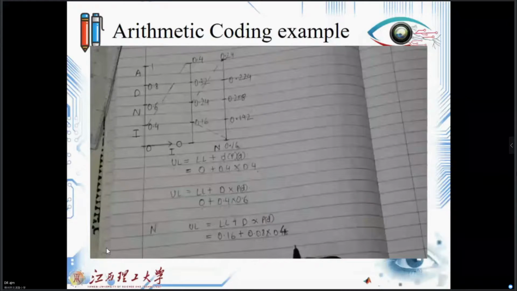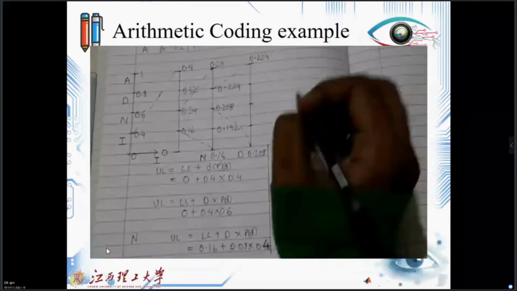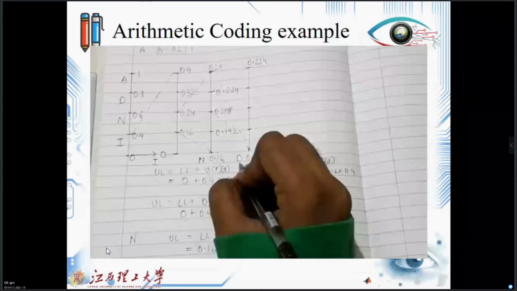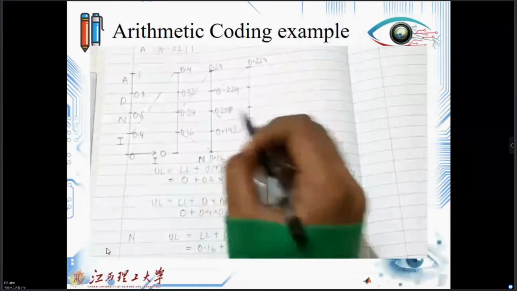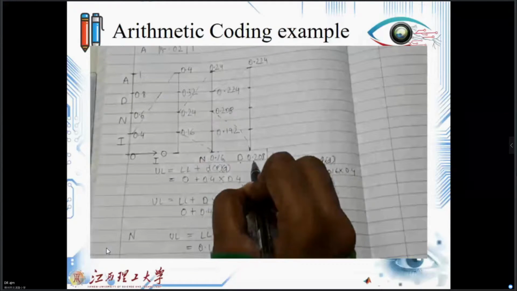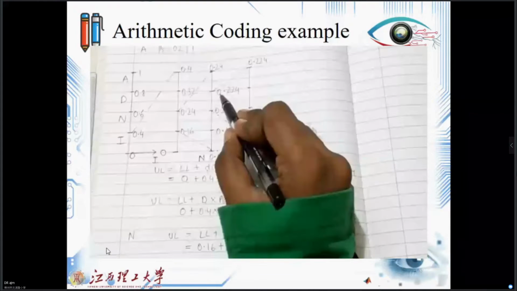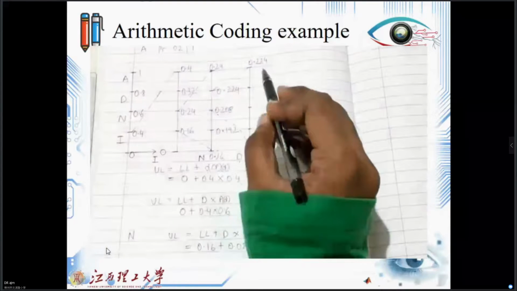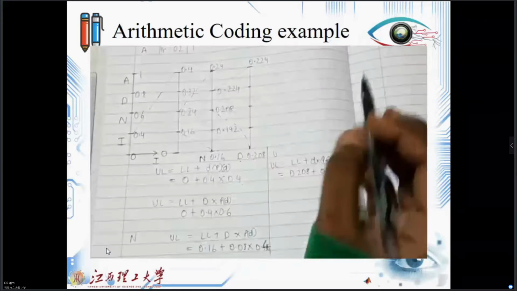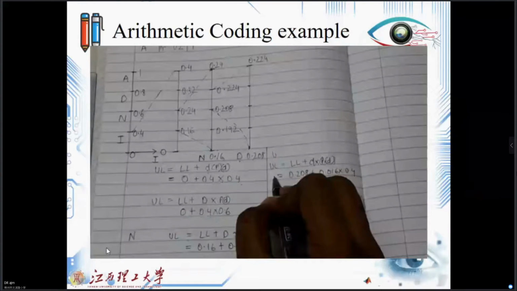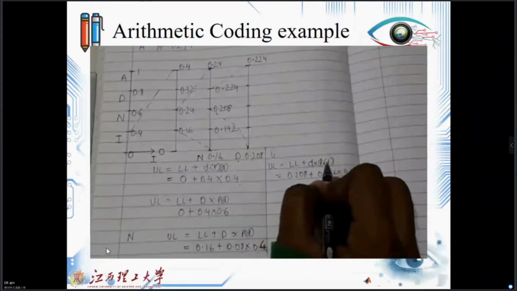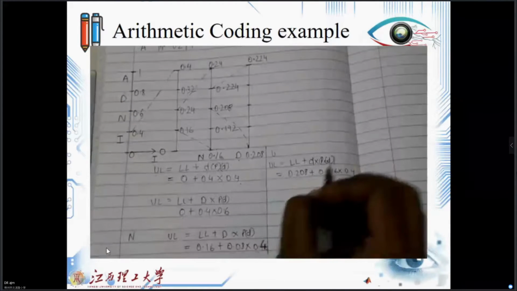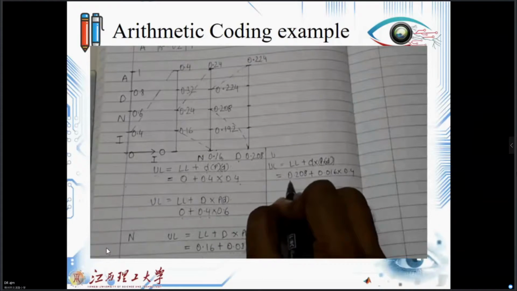The next letter is D. D again, the place is 0.28. We will bring it as the lower, and the upper we will put as 0.224. We will put it like this, and then we calculate. The same formula will come out, and you can see again upper limit, lower limit, multiply together, and we can calculate.